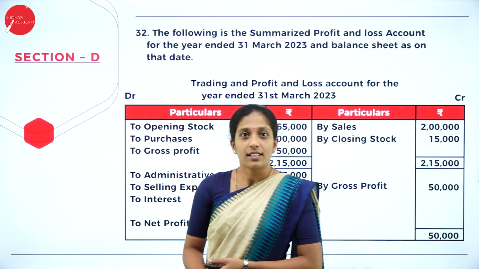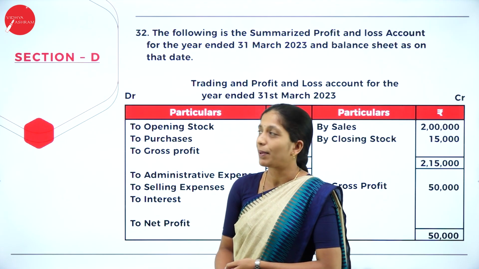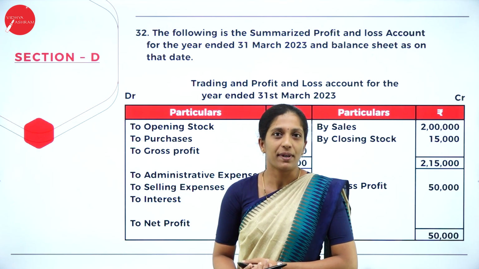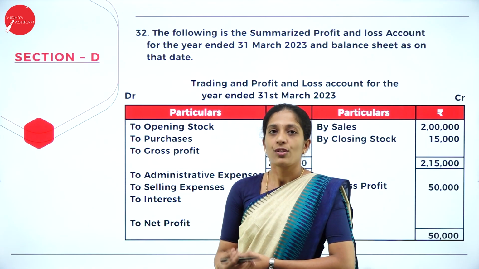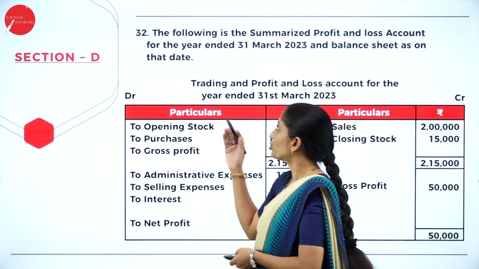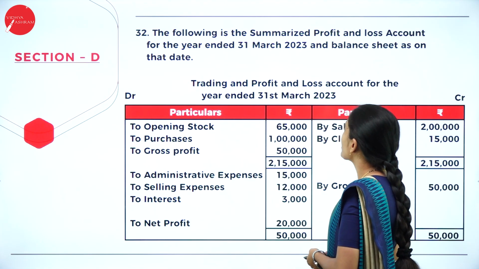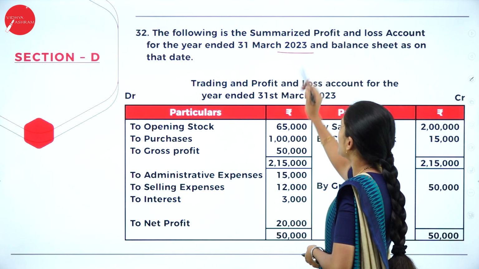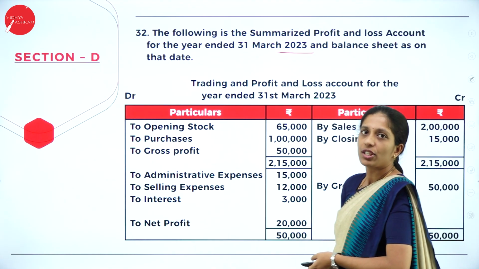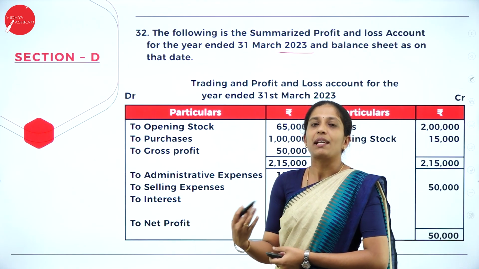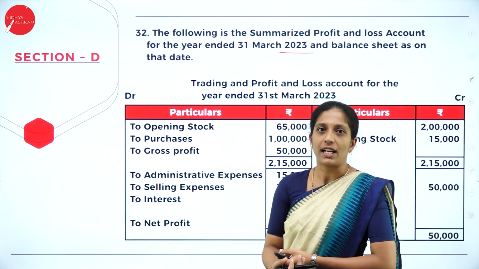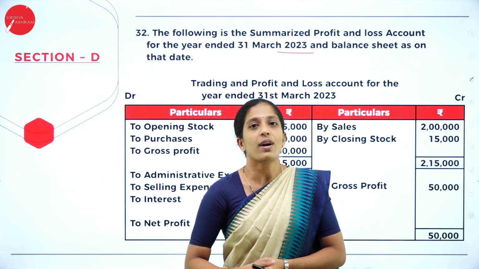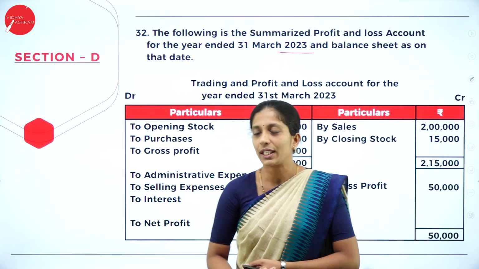Next, we shall see the 32nd question of your model question paper. This is a question from your chapter, accounting ratios. It is a 12 marks problem. So, go through the problem here. The following is a summarized profit and loss account for the year ended 31st March 2023 and balance sheet as on that date. They have given us trading as well as profit and loss account. At the same time, they have given us the balance sheet. Let's see what ratios they have asked us to calculate.